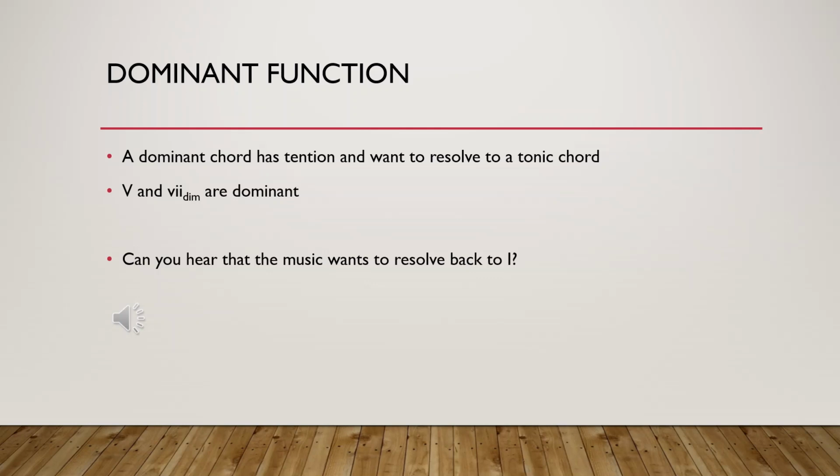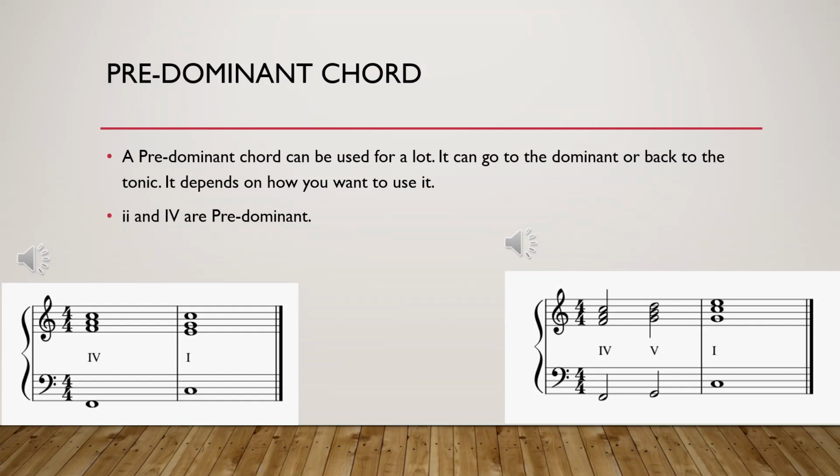Besides a tonic and a dominant, we also have a predominant chord, and the predominant chord can be used for a lot of stuff. It can go to the dominant, predominant before dominant, and it can also go back to the tonic. In this example, it will go back to the tonic. It ends with a 4-1 progression.